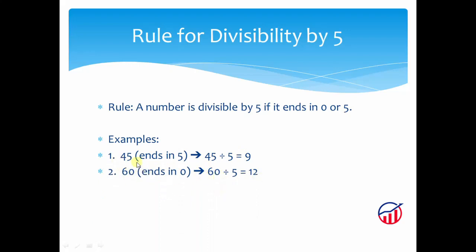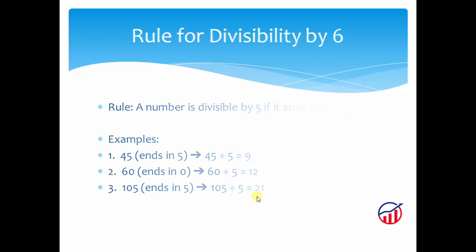One thing you should remember in the divisibility is that any number ending with 0 will pass the divisibility test, like ending with 0 or an even number or 10. These all will pass the divisibility test. Then 105 ends with a 5, so it will be divisible by 5. So 105 divided by 5 is 21.